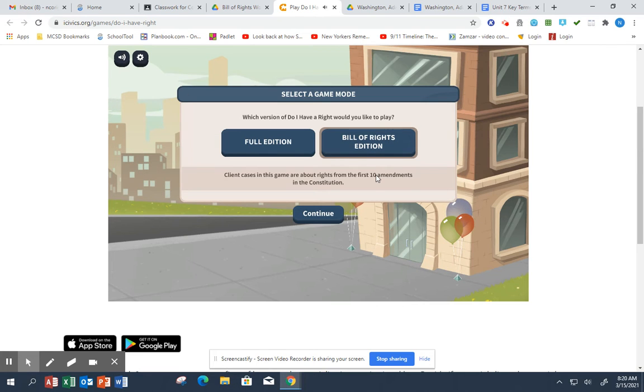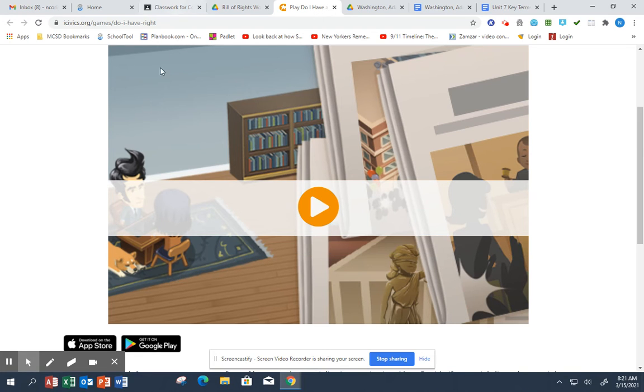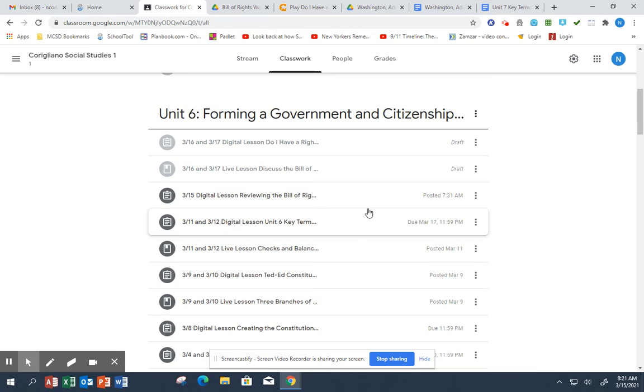It'll walk you through. Make sure you read all the bubbles and read carefully. It's going to explain exactly how to play and exactly what you can do. Don't just skip through it like it doesn't matter, all right? But make sure you pick the Bill of Rights edition, and then you can click continue, and you'll set up your character, name your office, and do all those sorts of things. So that's what we're going to do for Tuesday and Wednesday, the digital lessons.